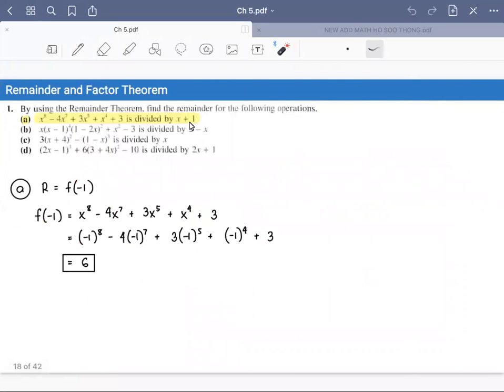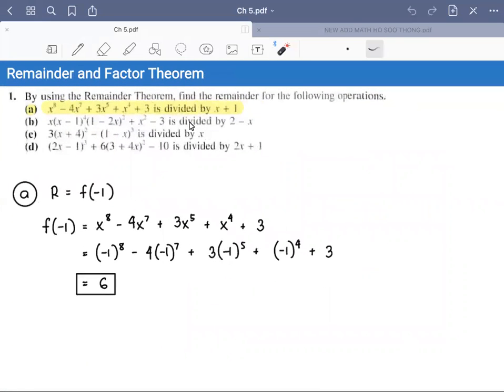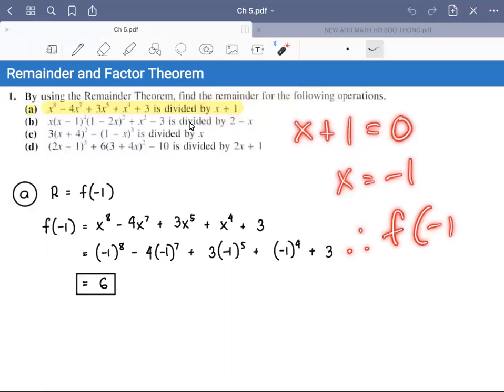Let's have one question. Probably let's have letter A from number 1. So we have this expression, and then it's divided by x plus 1. Again, your function is f of negative 1. I think everyone knows this already, how I got f of negative 1, right? I get that from x plus 1 equals 0. Therefore, x is negative 1.